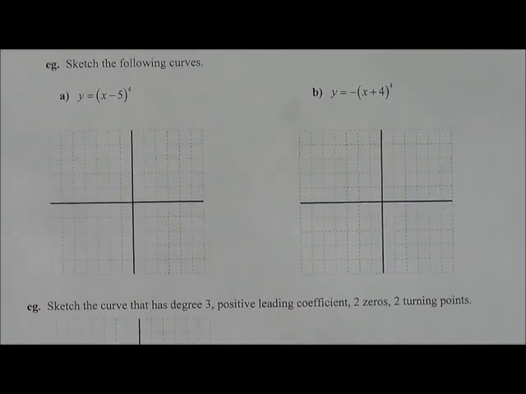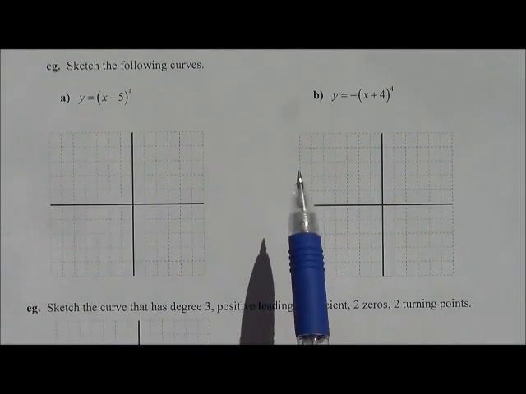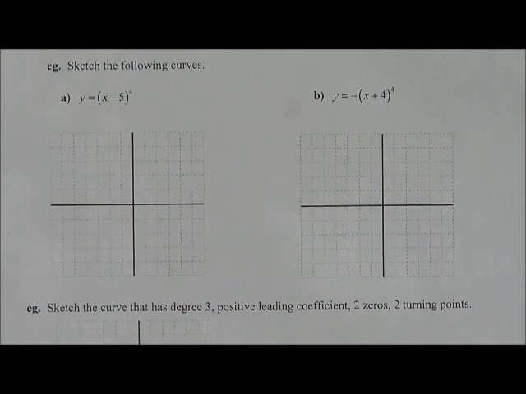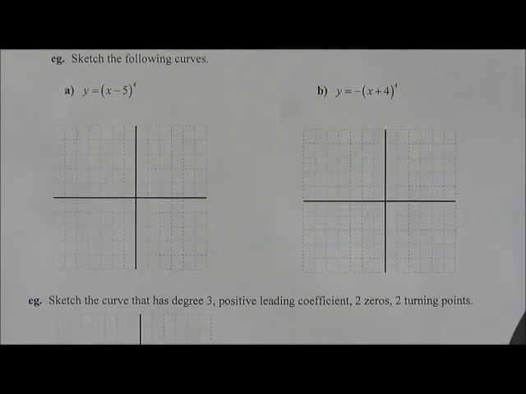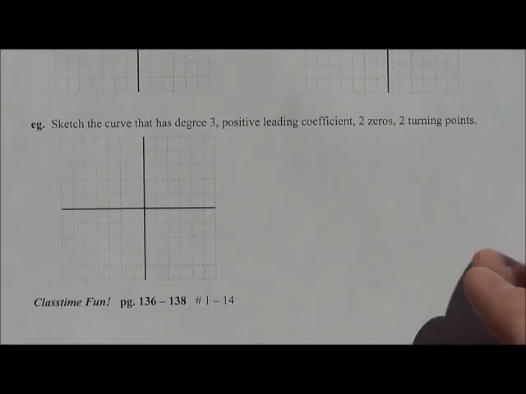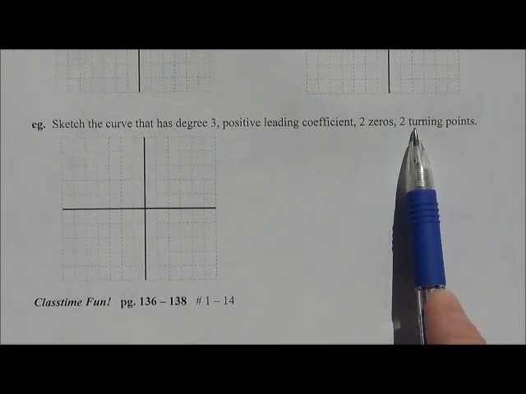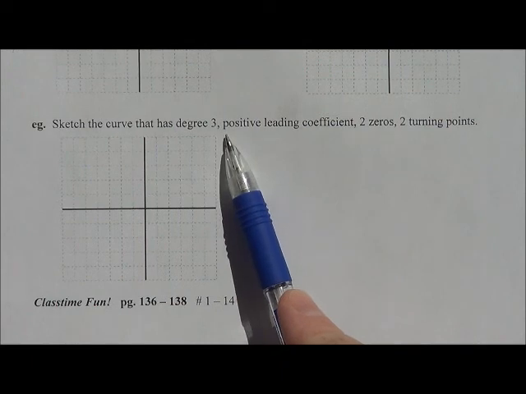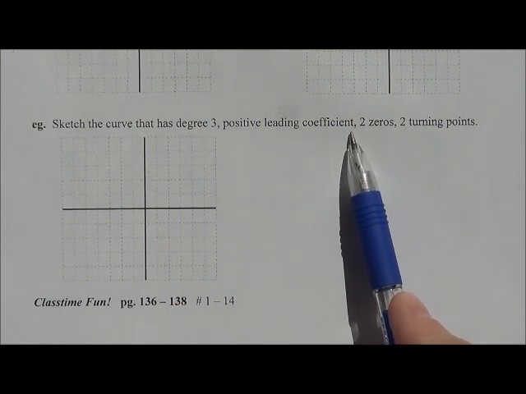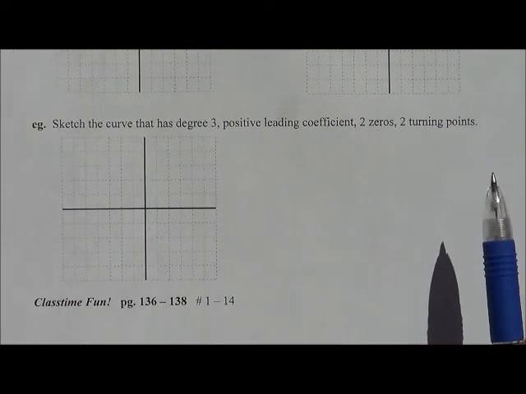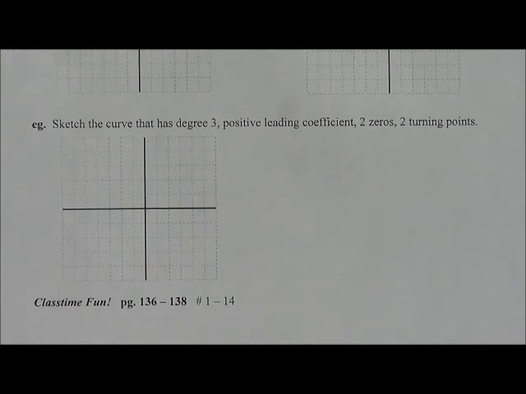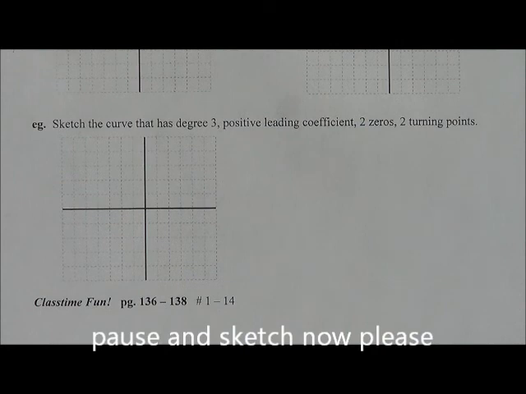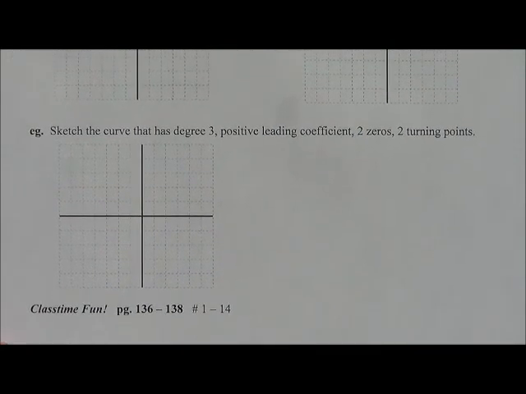Okay, and then we just have to graph these next graphs by following the same pattern as before, and then try your best to draw this function, or this curve, with degree 3, positive lead coefficient, 2 zeros, and 2 turning points. Okay, work on that please, and I'll give you the reveal in a couple seconds. So please pause the video and work on those right now.